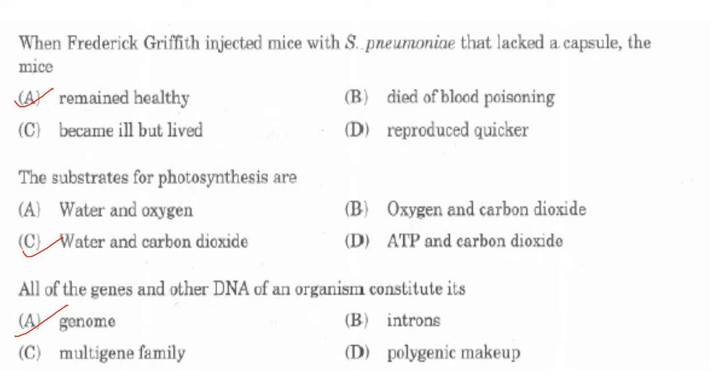Now if a mixture of living R strain and heat killed S strain, that is dead S strain, was injected into the mouse, the mouse dies. And what was obtained from the mouse? He obtained the S strain bacteria in the dead mice. So the R strain inherited some transforming principle from the heat killed S strain bacteria which made them virulent. So in the question, when Frederick Griffith injected mice with Streptococcus pneumoniae that lacked a capsule, the mice remained healthy. So the answer is option A.